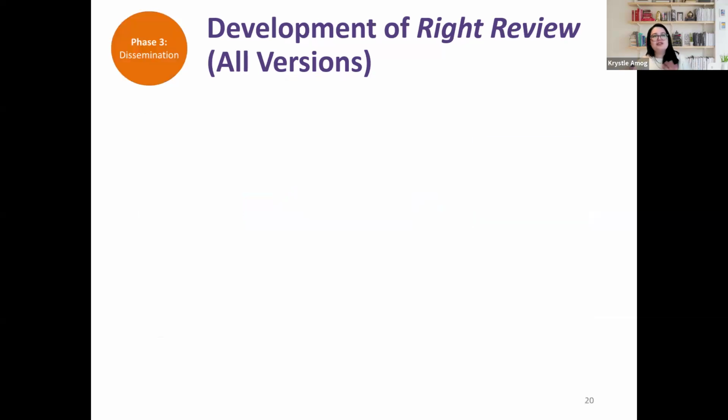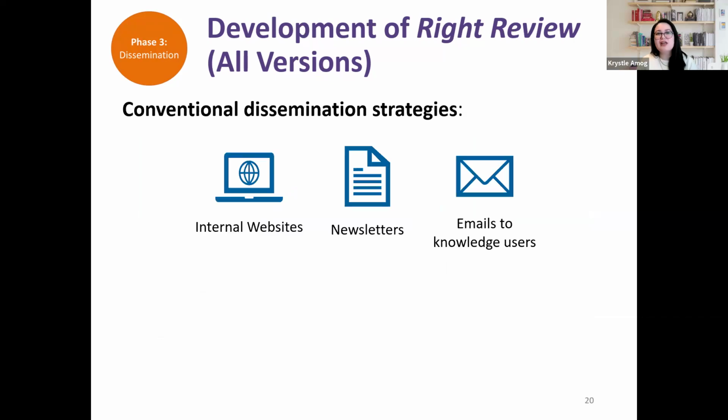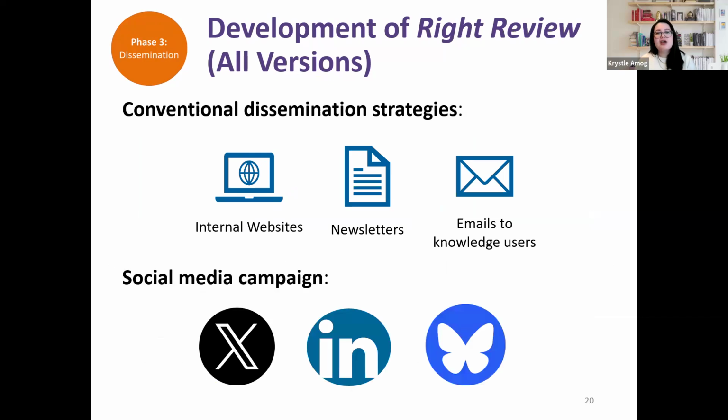Now moving on to phase 3, which was dissemination. We use conventional dissemination strategies, which included sharing announcements on internal websites, internal and external organizational newsletters, and directly emailing knowledge users within our extended networks to tell them about the tool and the updates. We also had social media campaigns on X, LinkedIn, and Blue Sky, and we plan to use similar strategies for the upcoming update of the tool.